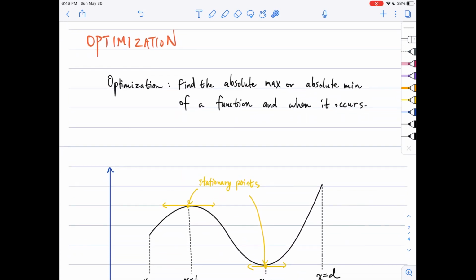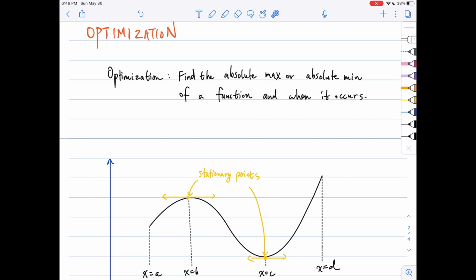What is optimization? Well, optimization is just the ability to find the absolute maximum or the absolute minimum of a function. That's all it is. So the idea of optimization is just to optimize for a variable. Now, when we say optimize for a variable, usually what we want is the variable to either be a maximum or a minimum, and it all depends on the context.